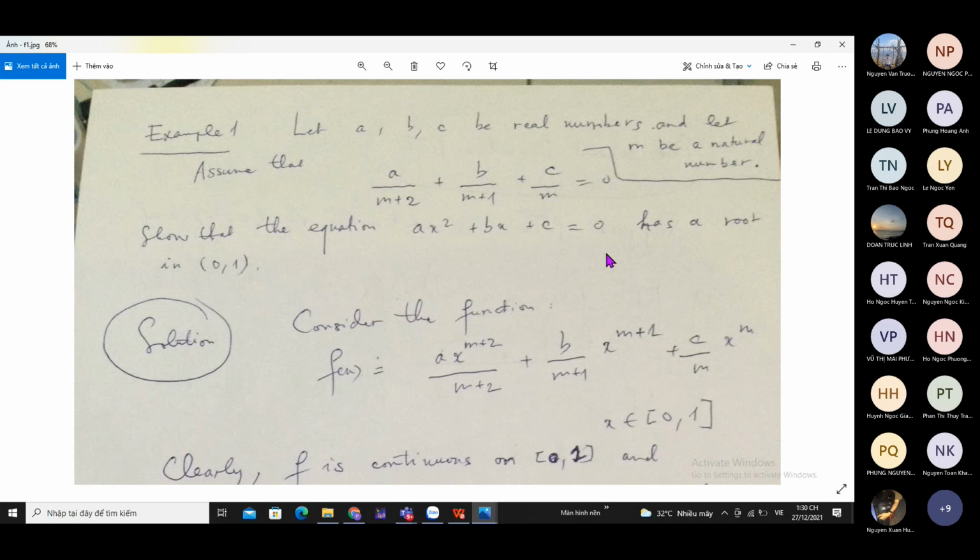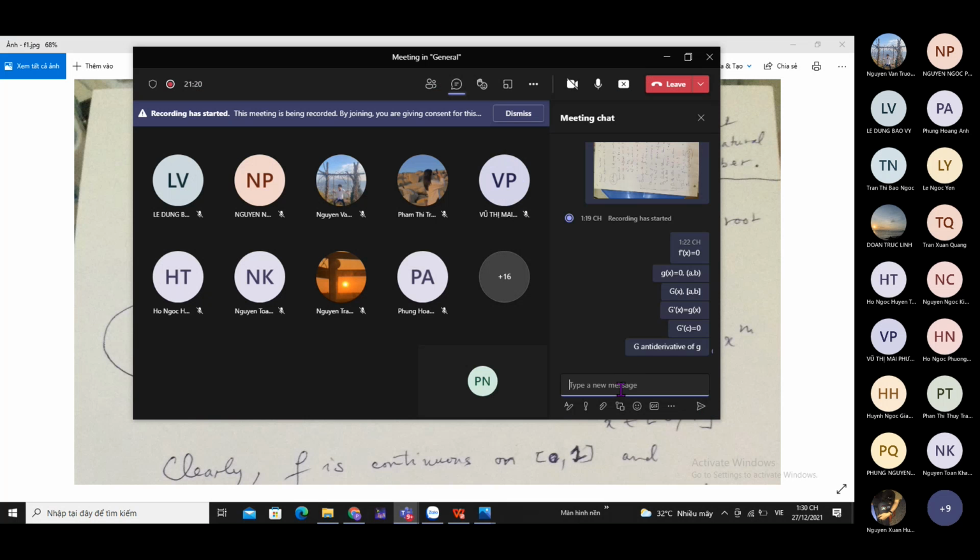And now, how to prove it? Normally, when we apply Rolle's theorem, we consider a function capital G so that the derivative of the function G equals the left-hand side of the given equation. What does it mean? It means we need a function G so that the derivative of G equals ax squared plus bx plus c, right? And that's why the function G should be like this.